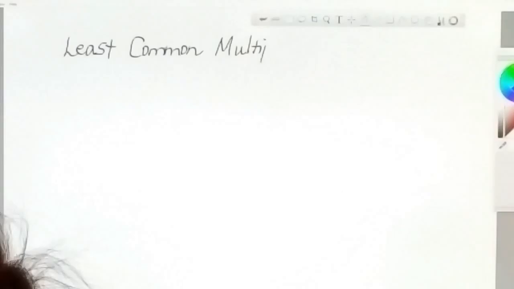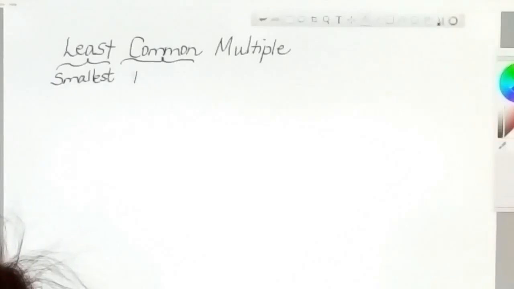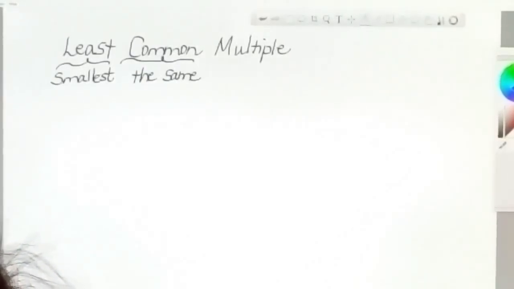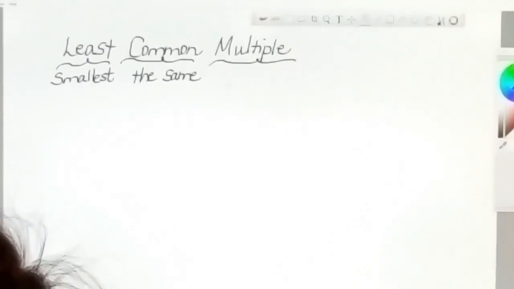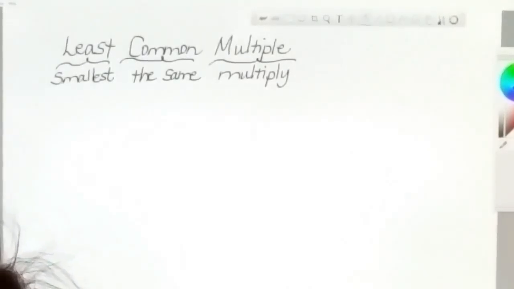Least common multiple. And if you think about this term, least means smallest. Common means the same. And multiple comes from the word, or is related to the word, multiply. They're in the same word family. So this relates to multiplying the same numbers and the smallest of the same.